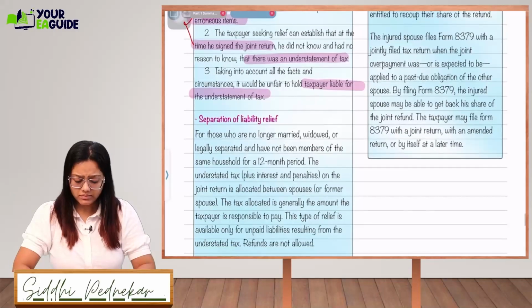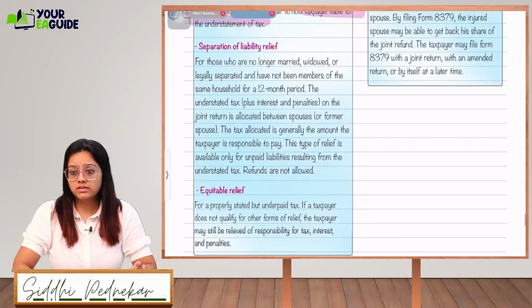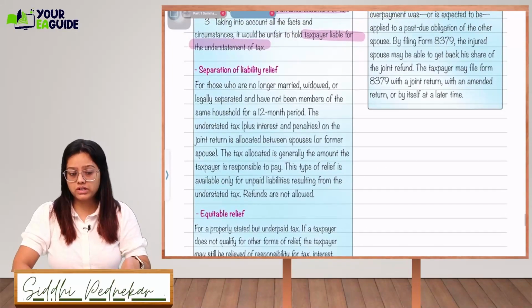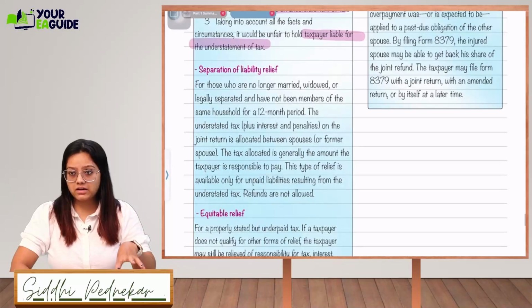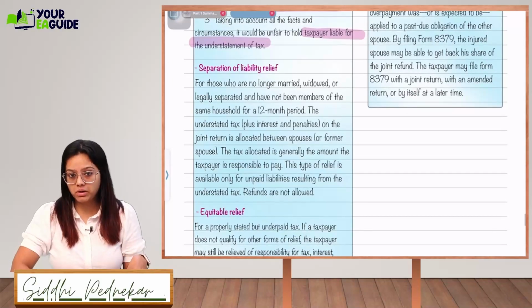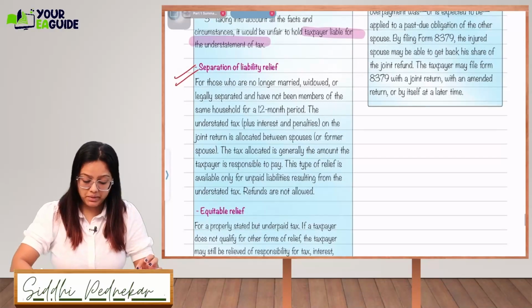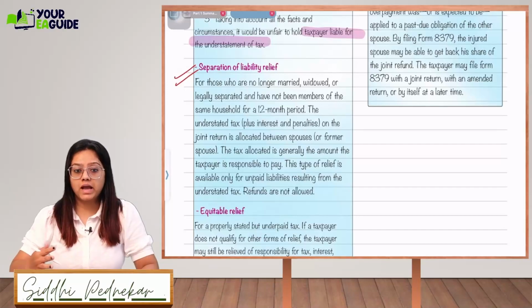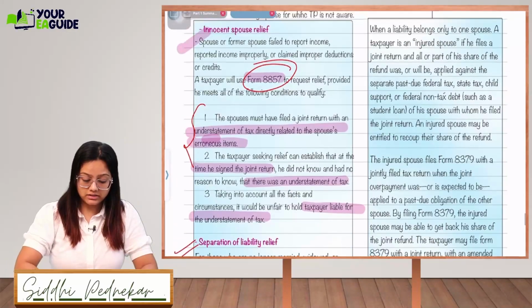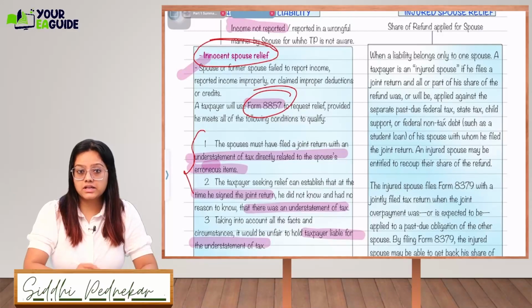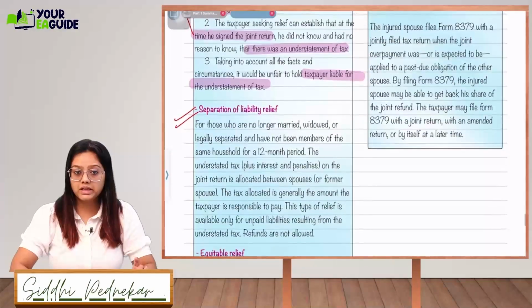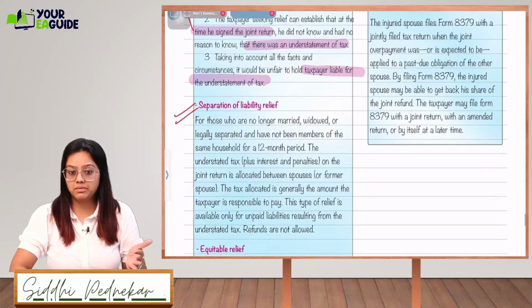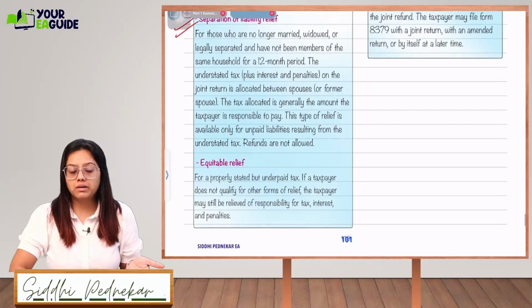Okay. Next, CP notice is a computer programming notice, which you will see in a lot of detail in part 3. Okay. Next is separation of liability relief. This question can be asked. The innocent spouse relief will also be defined as a separation of liability relief or equitable relief.